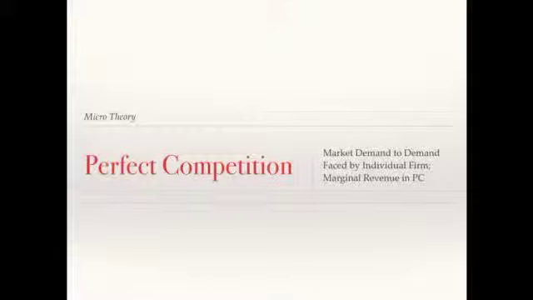So this is important because the demand curve and marginal revenue curves look completely different in perfect competition versus monopoly. And this is an area where students oftentimes get confused. So I thought I would take a little bit of time to derive this out for perfect competition so you have a good understanding of this and so you don't get confused when I go over monopoly.